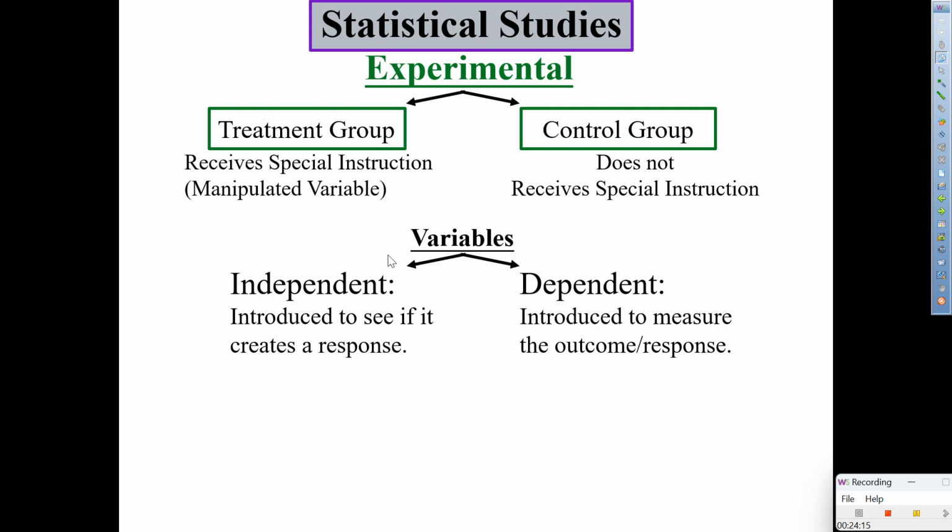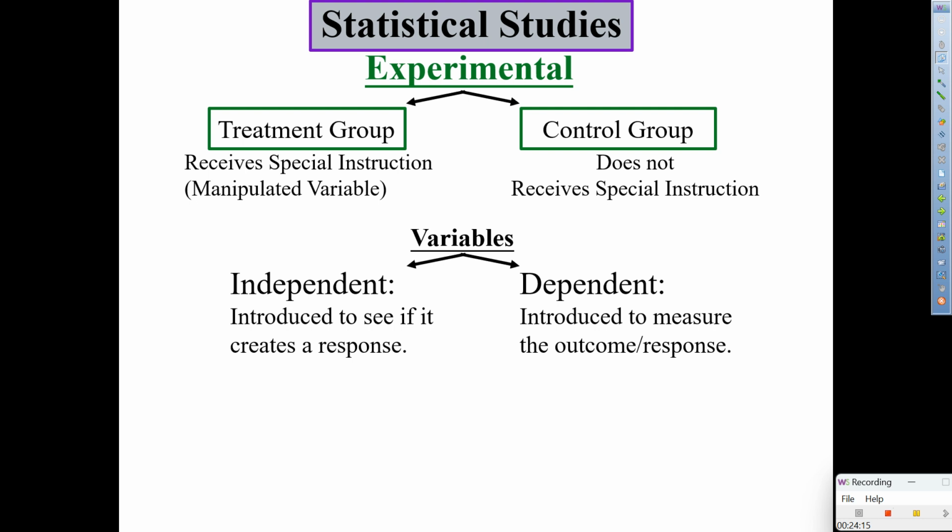All right? An easy way to remember it, guys, is that when you introduce a variable, the independent variable is going to create a response. However, the dependent depends on whatever you introduced in order for you to measure what happened with that treatment.